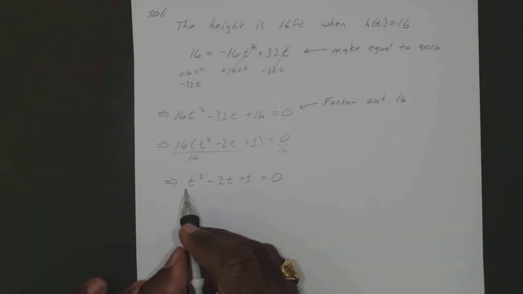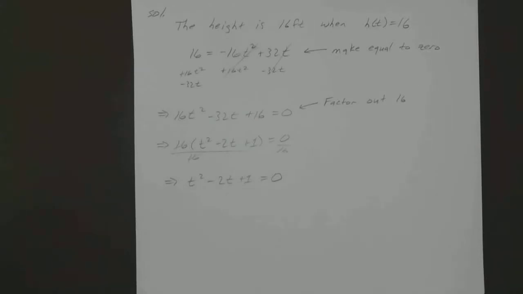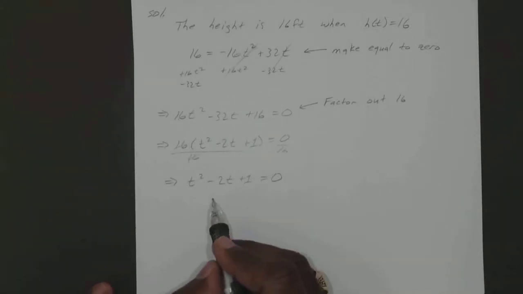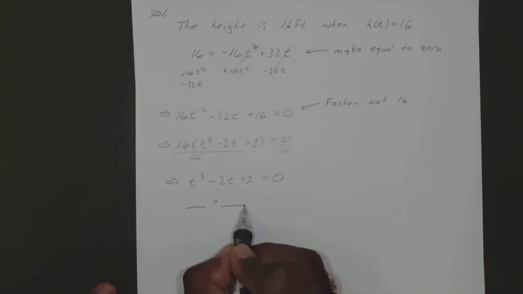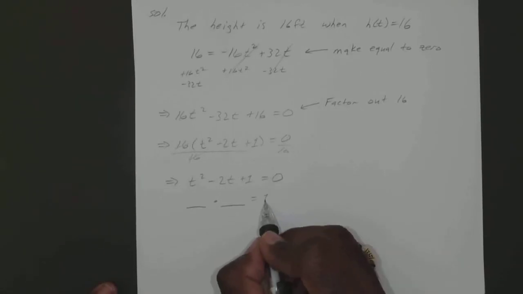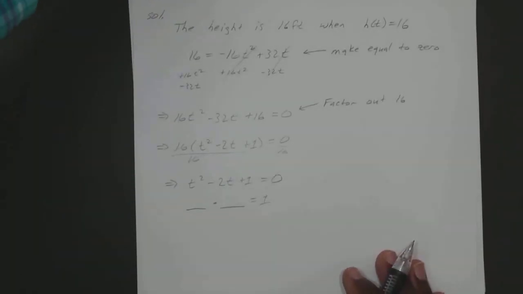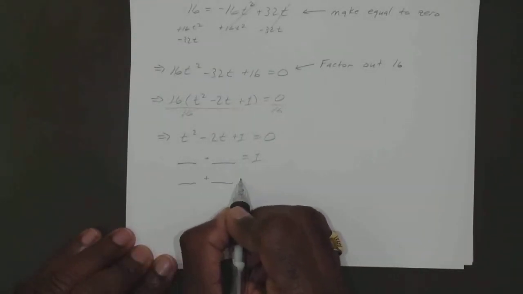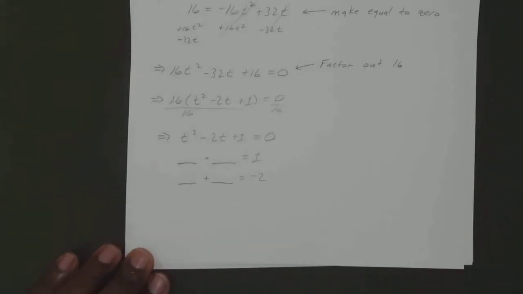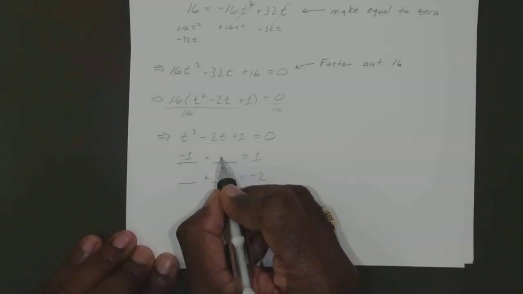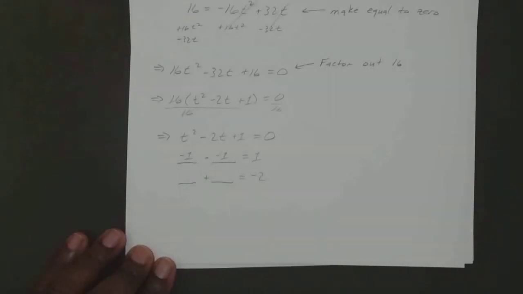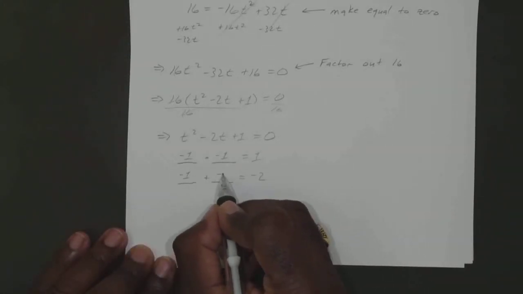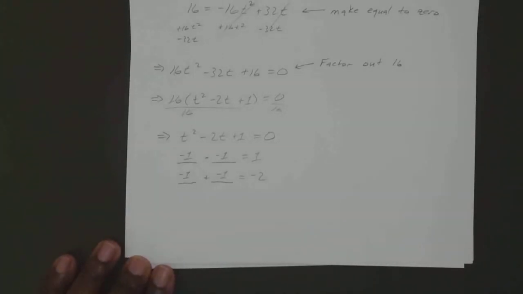Okay, so that means since you don't have anything in front of the t squared, we don't have to worry about the a times c method. We just have to find two numbers that multiply to equal your c, and those same two numbers have to add to equal your b. So in this case, it's -1 and -1. Looks like it works. -1 times -1 is +1. -1 plus -1 is -2.